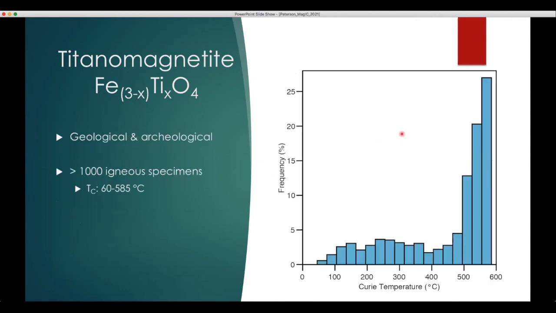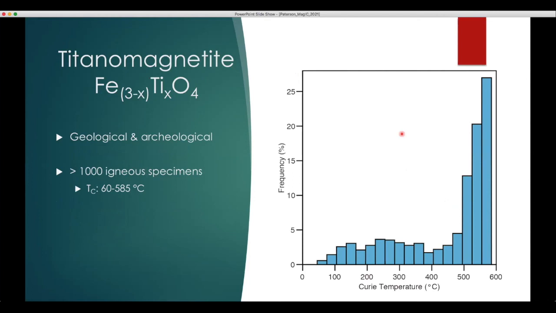And one of the reasons that we want to do that is to try and get an estimate of how prevalent titanomagnetites are in geological and archaeological material. Because if you look through the literature, I pretty much guarantee that almost everybody here today has encountered a rock or an archaeological artifact, igneous, metamorphic, or sedimentary material, which has most likely some form of titanomagnetite.